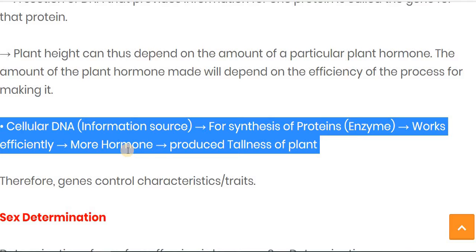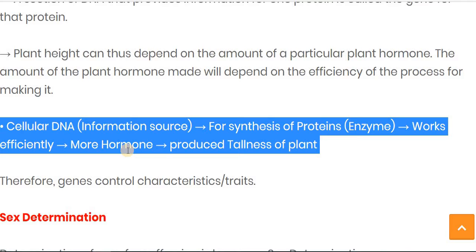If more hormone is secreted, then the tallness of the plant is also increased, which means the height of the plant is also increased. So due to that the height of the plant is increased, we can say that particular genes are responsible for the particular characteristic. If the secretion of hormone is more, then the height of the plant is increased.